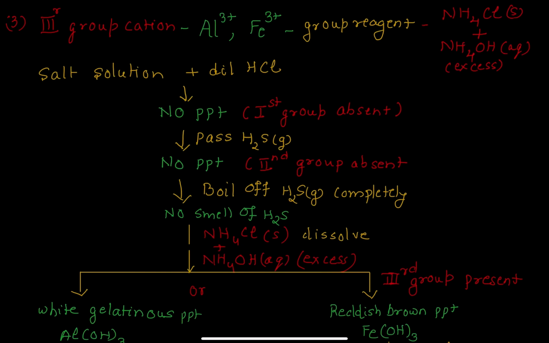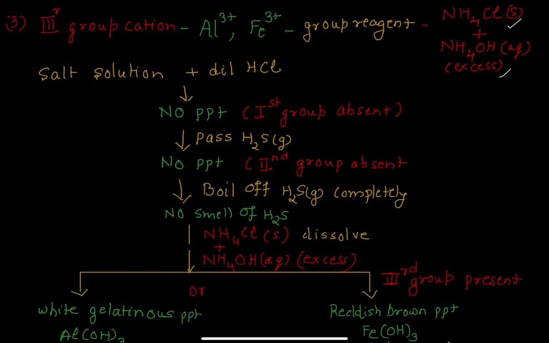Let us study the flow chart for the analysis of third group cation, which includes Al3+ ion and Fe3+ ion. The group reagent for third group is ammonium chloride solid and ammonium hydroxide. Aqueous solution of ammonium hydroxide should be taken in excess. First of all, you have to prepare aqueous salt solution, and then check the absence of zero group, first group, second group, and then proceed for the third group.